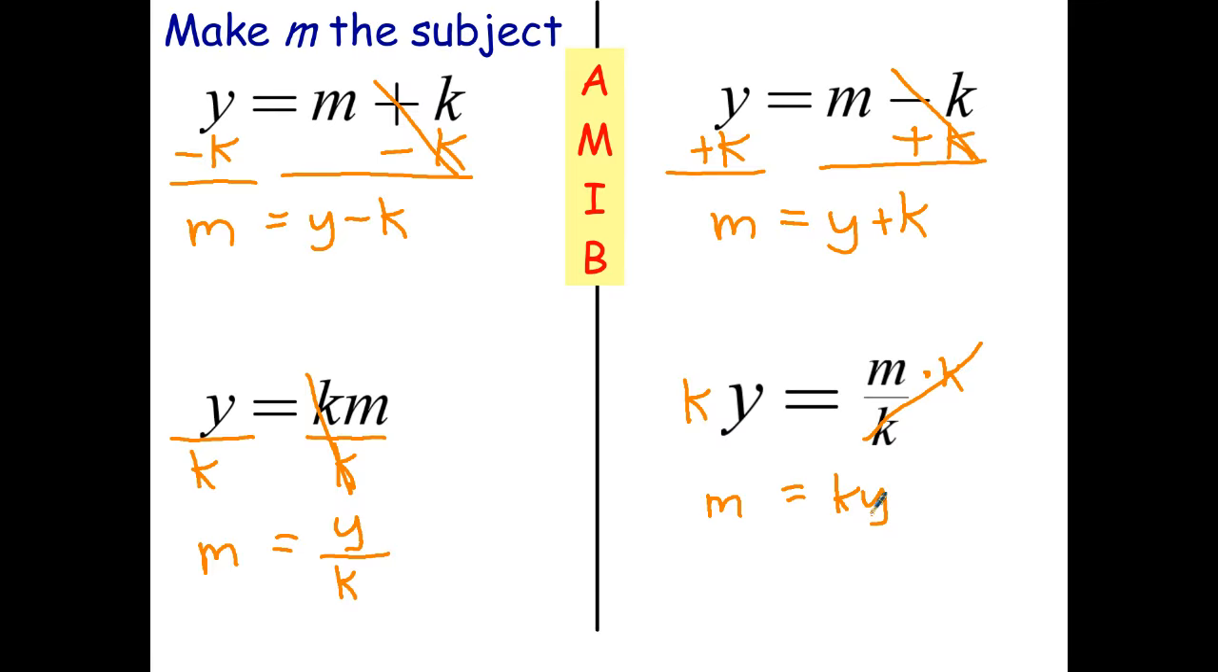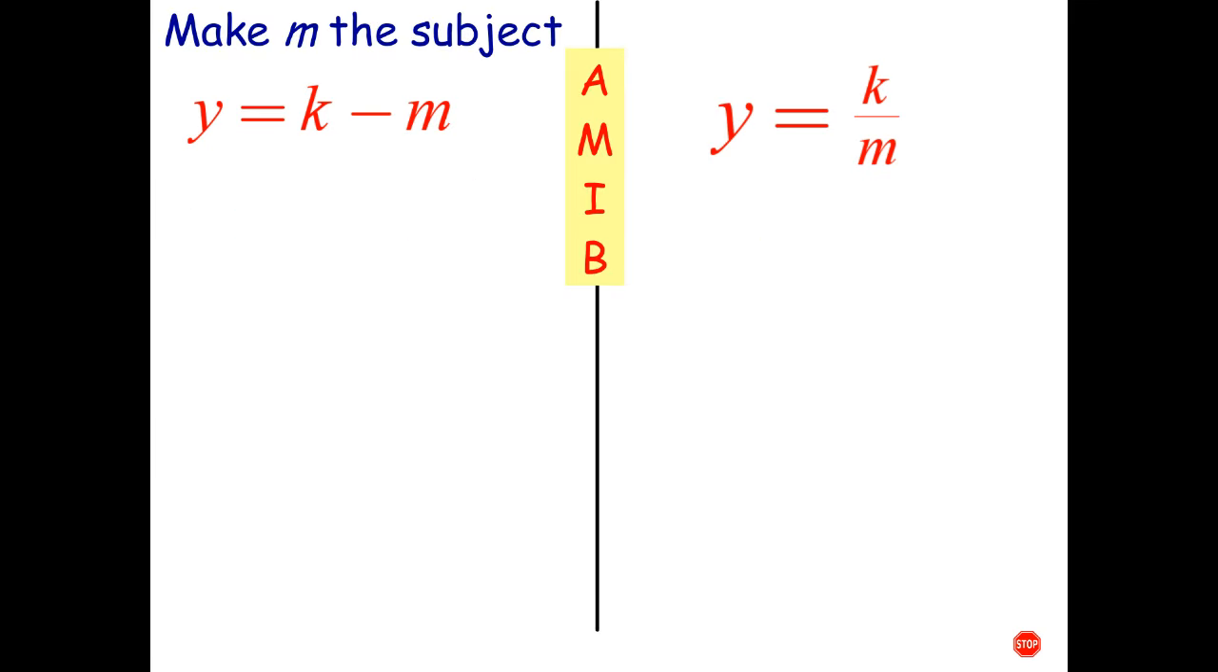Okay, now we got a couple of slightly more challenging questions on the next page. So they're in red. That indicates they're a bit more challenging. Stop the video and see if you can figure out how to write m as the subject for each of those.